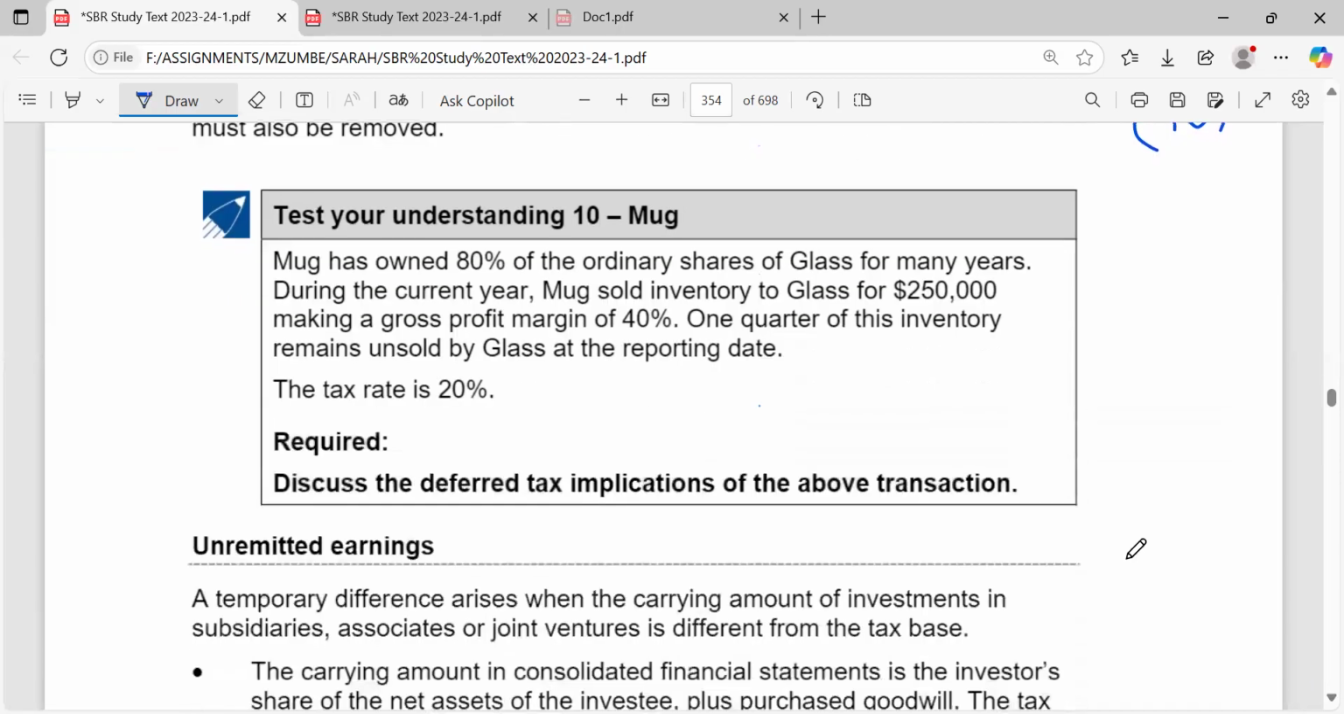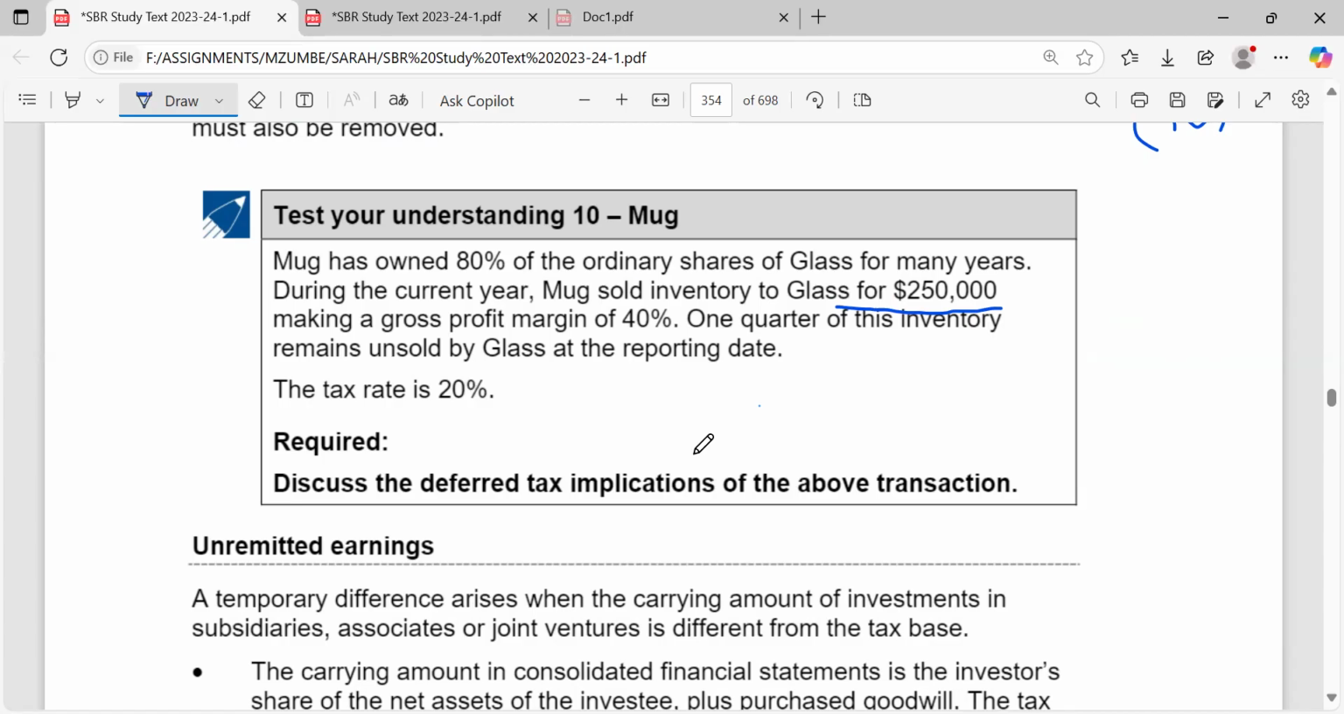Let's look at this question here. We are told MAG has owned 80% of the ordinary shares of Glass for many years. During the current year, MAG sold inventory to Glass. So MAG is the parent, and the parent has sold goods to the subsidiary for $250,000, making a gross profit margin of 40%. One quarter of this inventory remains unsold by Glass at the reporting date, and the tax rate is 20%. What to do now? Discuss the deferred tax implications of the above transaction.